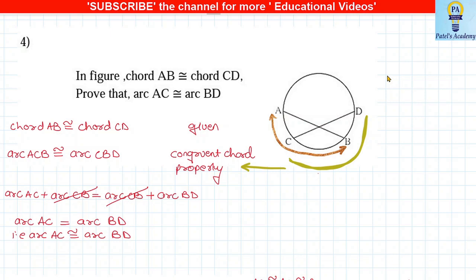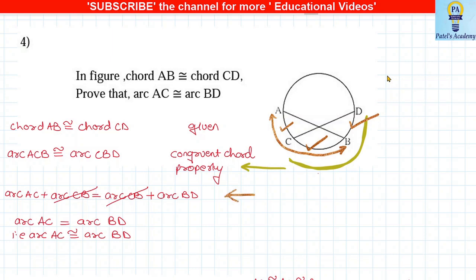Now what you see is arc ACB. See the figure. Arc ACB is made up of 2 arcs, that is AC plus BC, and arc CBD is also made up of 2 arcs, that is arc BC plus arc BD. Okay, that is what I have written in the second step.